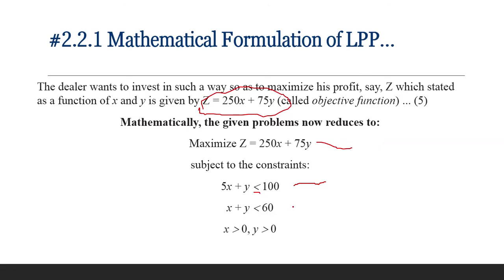Constraint number 2 is about the storage space. For both table and chair, x plus y should be less than or equal to 60. And constraint number 3 is that both x and y shouldn't be negative, rather they should be either 0 or greater than 0. So this is the way of writing the mathematical equation, or formulation, of LPP, and it is a very simple method.